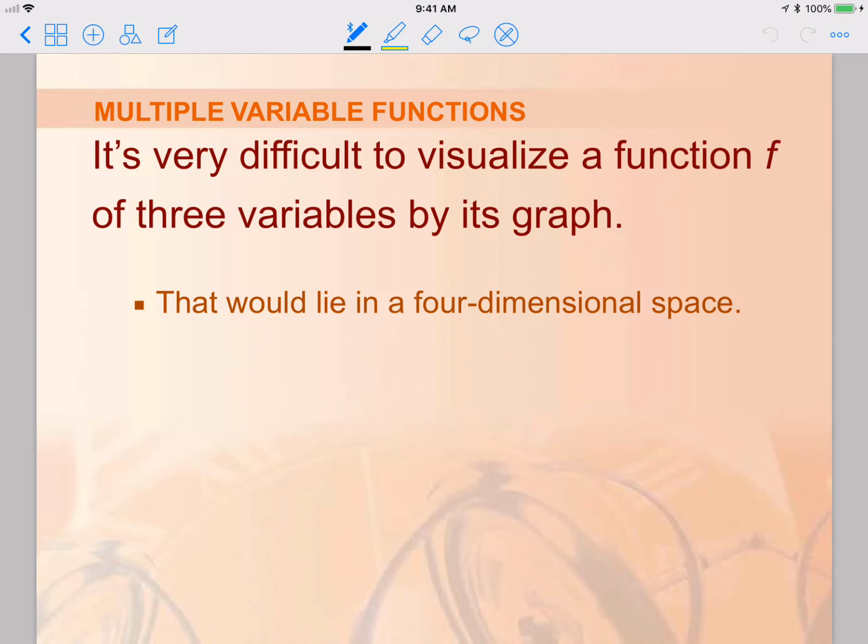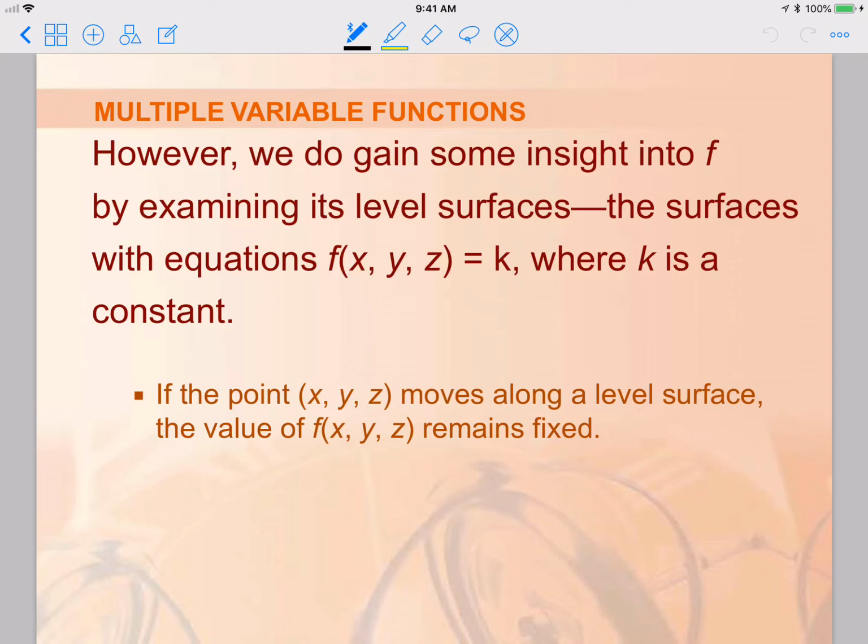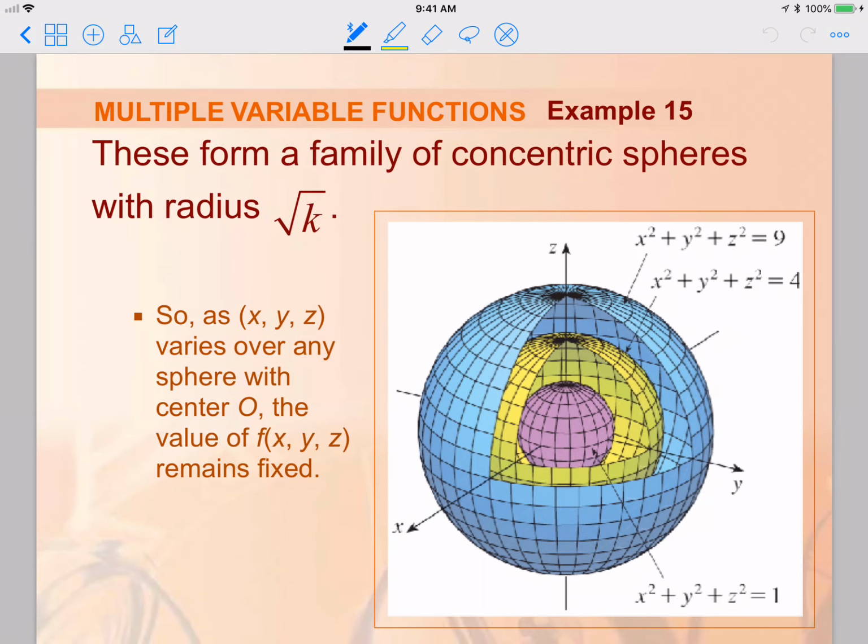It's very difficult to visualize a function of three variables by its graph because it would lie in four dimensions. But here's what we do. Instead of level curves, we look at level surfaces. So we need to sketch the values based on the level surfaces. Imagine a function where the output is 9 for all of the points on this outer sphere. The output is 4 for all of the points on this yellow sphere. The output is 1 for all of the points on this pink sphere. So you get an idea.